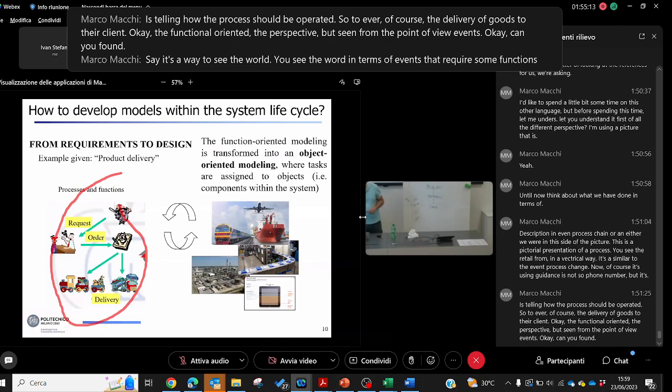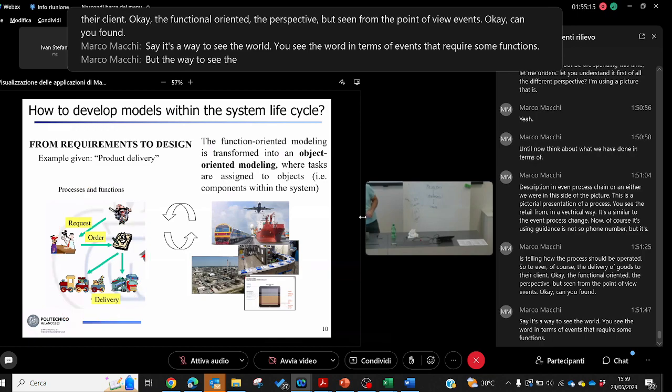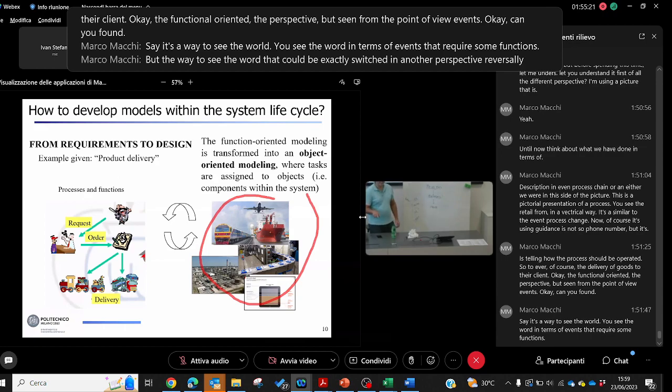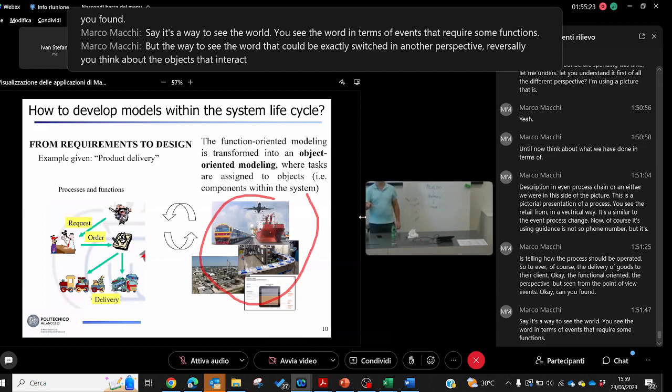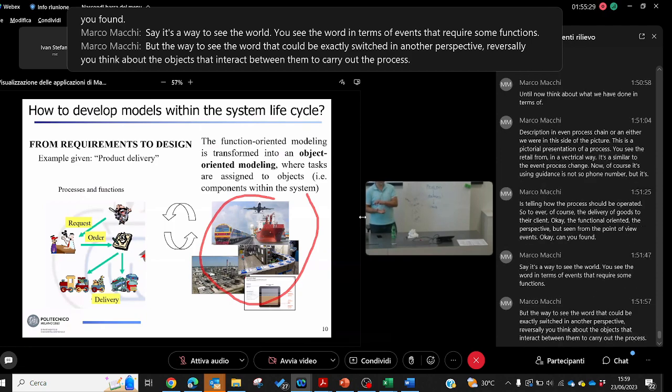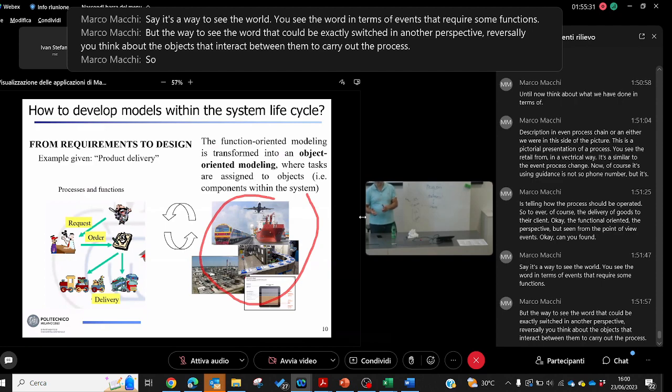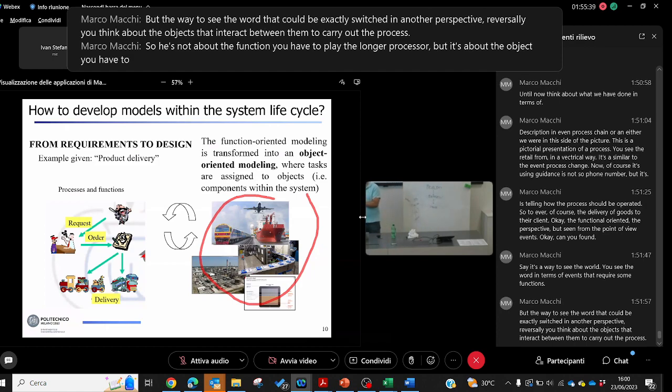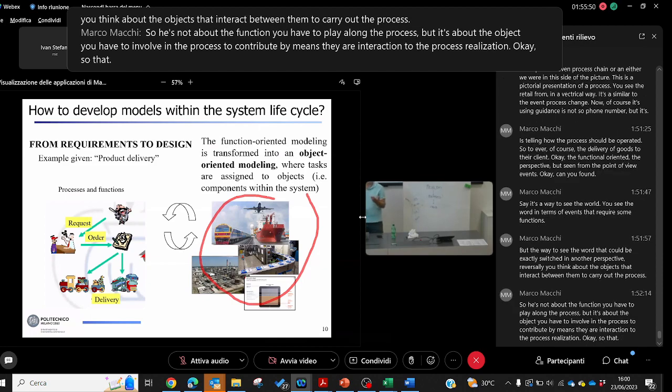Okay? But the way to see the world could be exactly switched in another perspective, a reverse way. You think about the objects that interact between them to carry out the process. It's a reverse way to see the things. So it's not about the function you have to play along the process, but it's about the object you have to involve in the process to contribute by means of their interaction to the process realization. Okay? So that's the different worldview. You reason on the object.